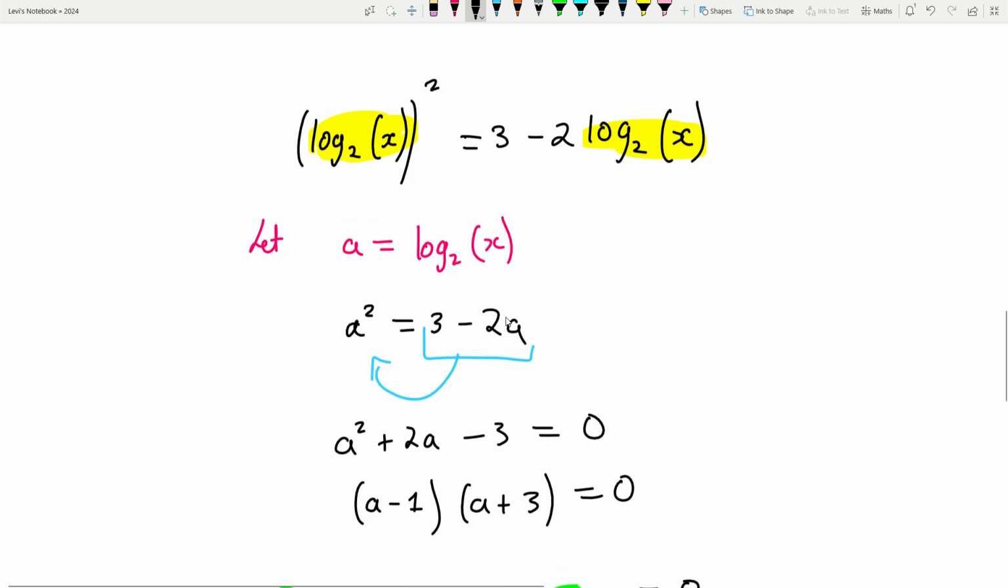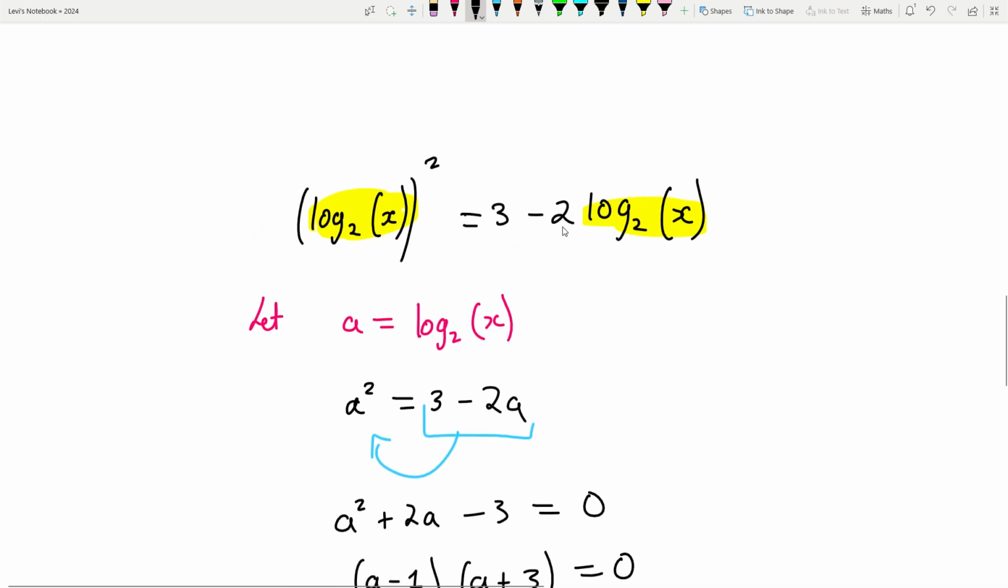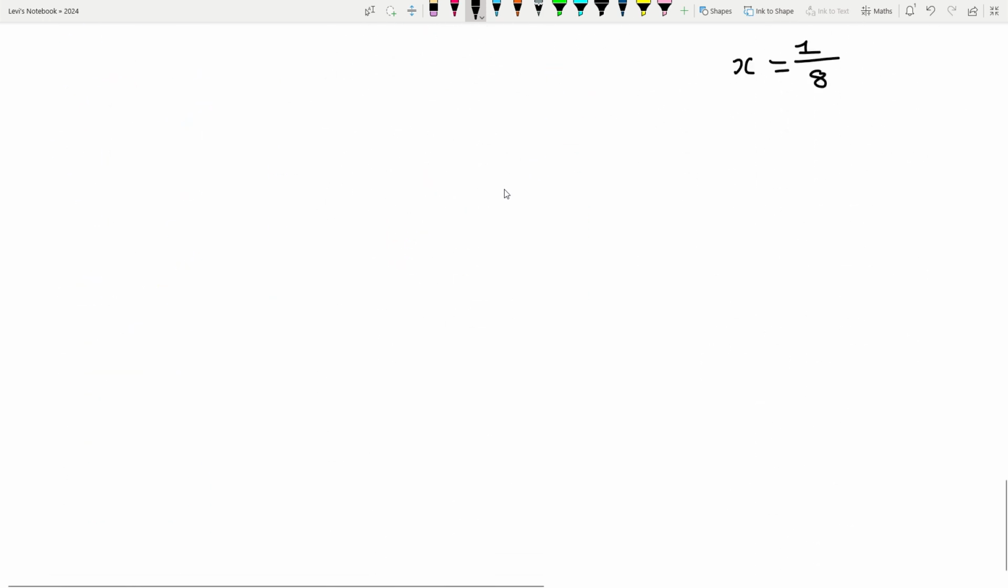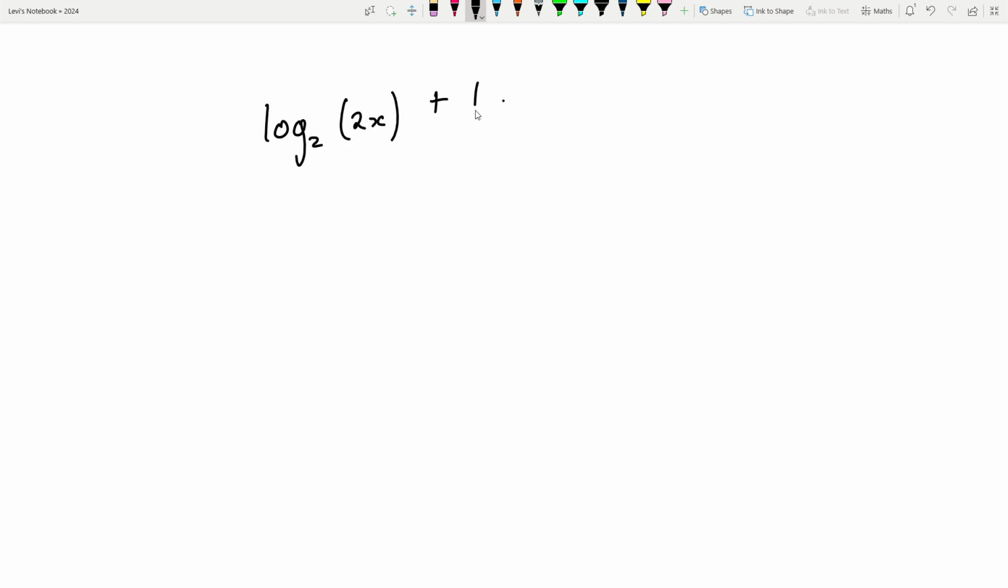So it looked quite hard at the start, but with a substitution it made it very, very easy. Okay, let's take a look at the last one for this video, and then we'll probably do a part 2. So log base 2 of 2x plus log base 2 of x plus 2 equals log base 2 of 6. Right, so let's try and solve this one for x.